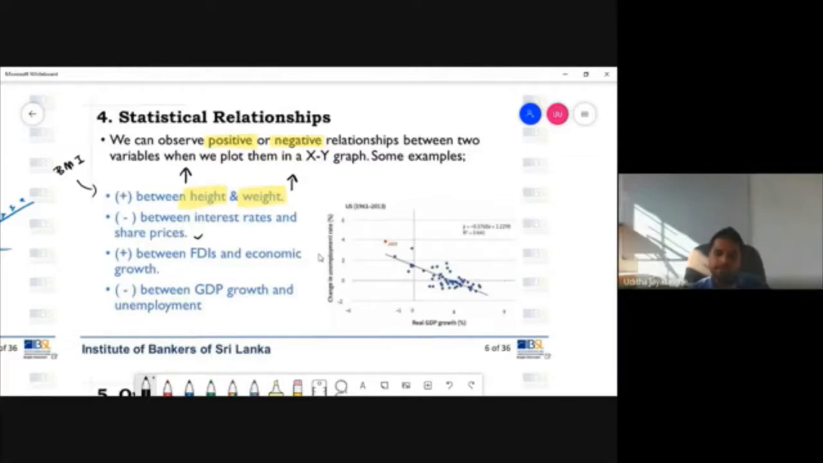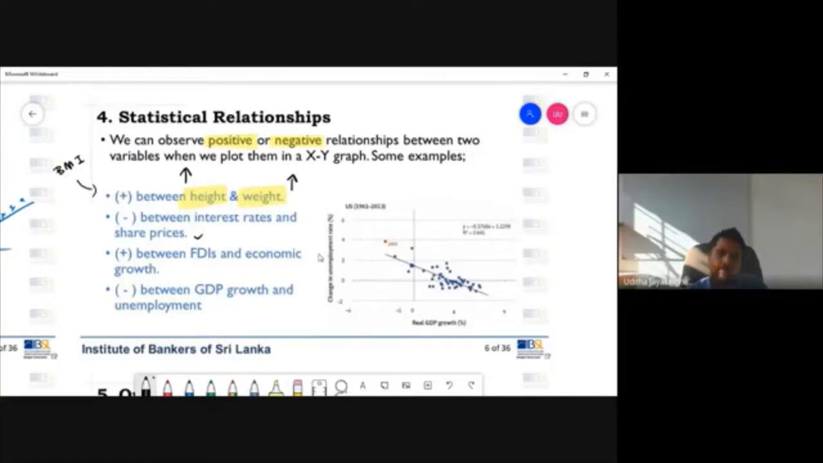Third one, positive relationship between foreign direct investments, FDIs, and economic growth. If there are more foreign direct investments coming, that means foreigners are directly pumping their money in using hard currencies, like the dollar, the euro, the pound, kind of stronger currencies. When they are moving in with direct investments, economic growth is going to be much higher in such developing economies.